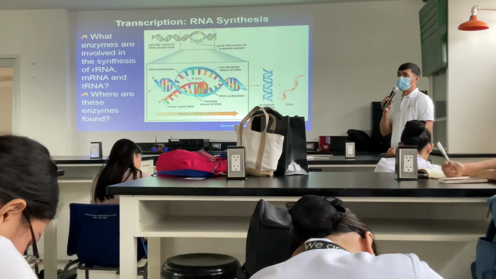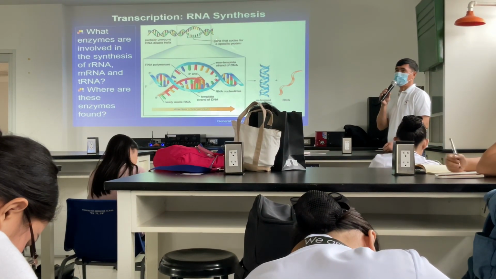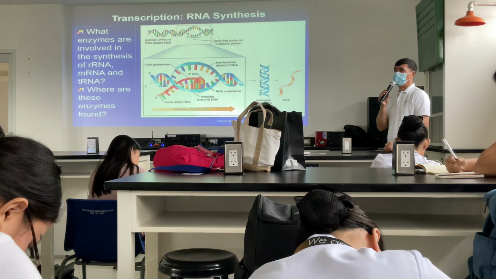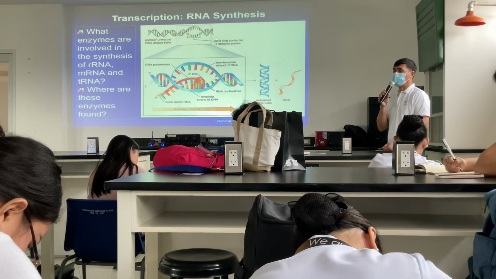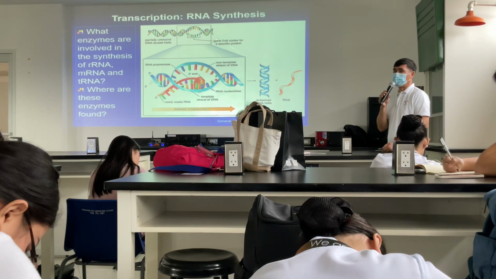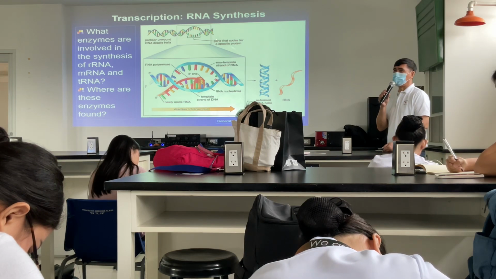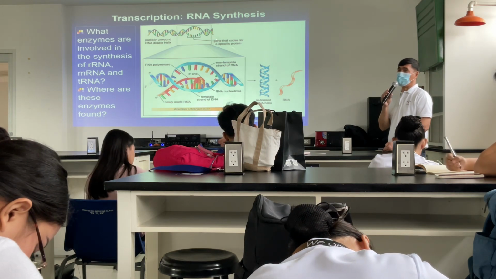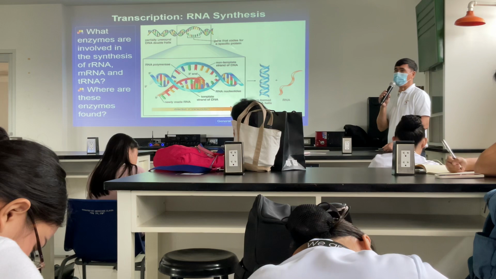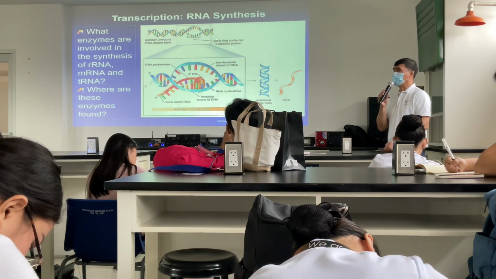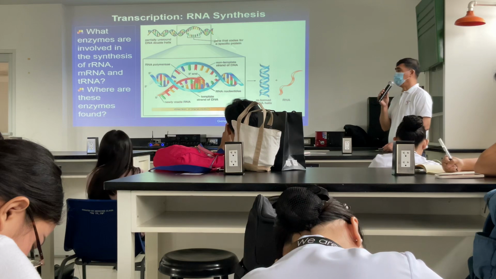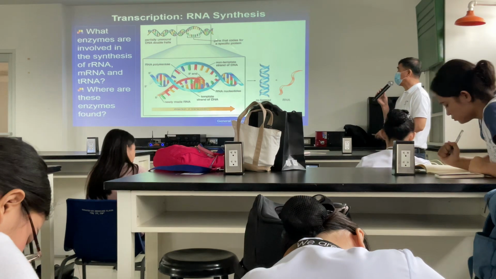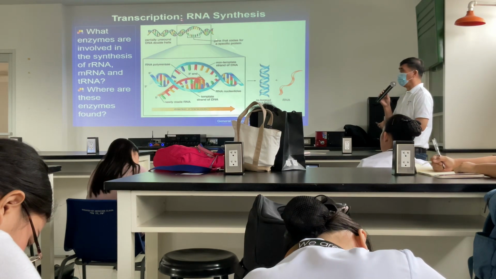RNA polymerase 2 will synthesize messenger RNA. RNA polymerase 3 will synthesize transfer RNA. So for you to remember, it's RNP. Polymerase 1 is R, ribosomal. Polymerase 2 is M, messenger. Polymerase 3 is T, transfer RNA. So those are the enzymes involved in the synthesis of RNA.